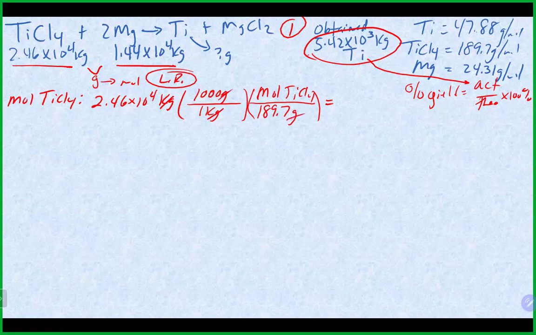Make sure you use your exponent button times 1,000 and then divided by 189.7. Looks like we'll call it 1.30 times 10 to the fifth.